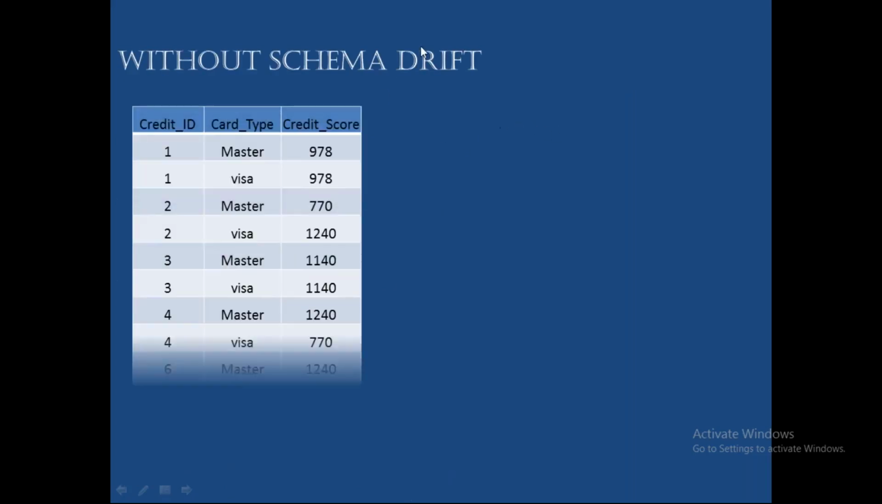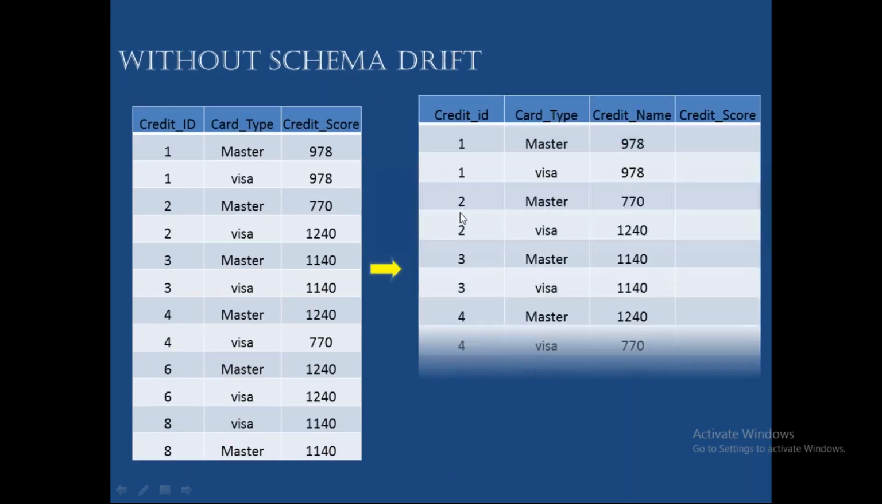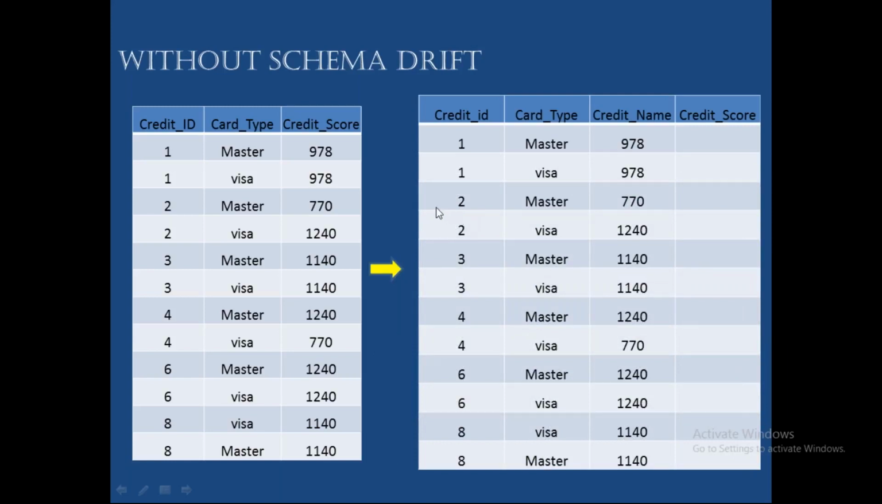Next we will talk about without schema drift. Without schema drift means, what will happen if you're not using schema drift. I have 3 columns. Yeah, so previously I ran this particular job. Here I have a credit ID, credit type, credit name, and the credit score. Now I just removed the credit name from this source. You understood? Now I have credit ID, card type, credit score. Now what happens? Credit ID is coming correctly, card type is coming correctly, credit score, it is null.